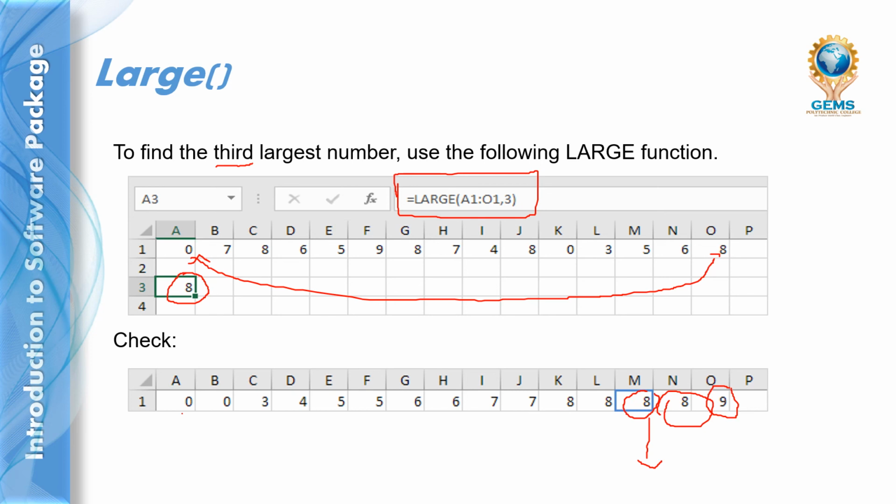Suppose they are asking for the fifth largest number, what do we have to do? Again 1, 2, 3, 4, 5. 8 is the fifth largest number. Sixth means we have to see that 7 is the largest number. Likewise, you have to calculate or find out the largest number.